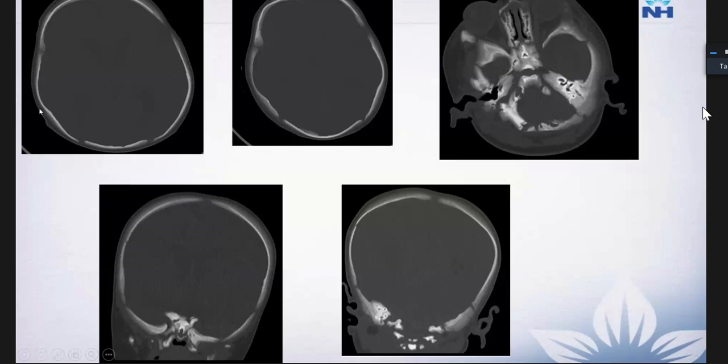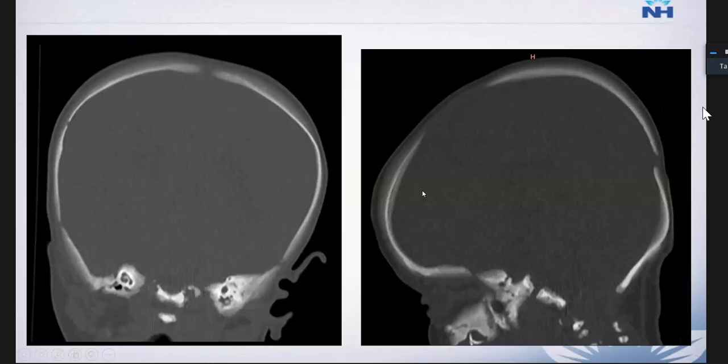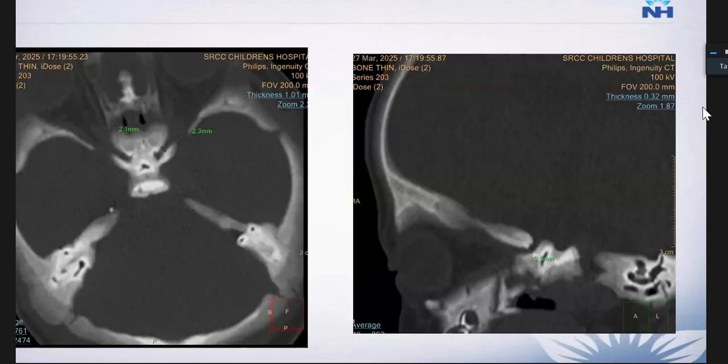If you see the diploic space, it was replaced with sclerosis, which was involving the cranial vault as well as the skull base area throughout. Here are a few more images showing the same finding, some sort of sclerosis of the entire skull vault as well as the skull base area. The optic canals started showing some sort of narrowing. You can see that 2.1 millimeters was seen in the optic canal.